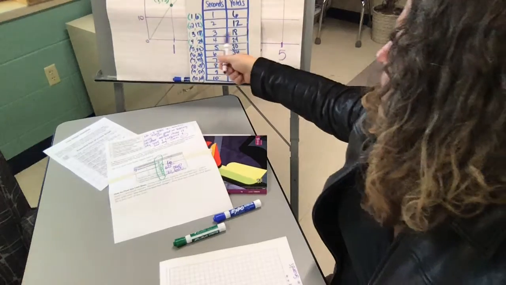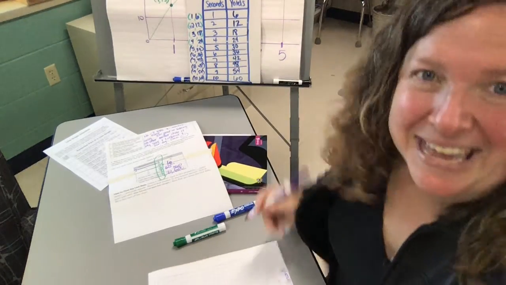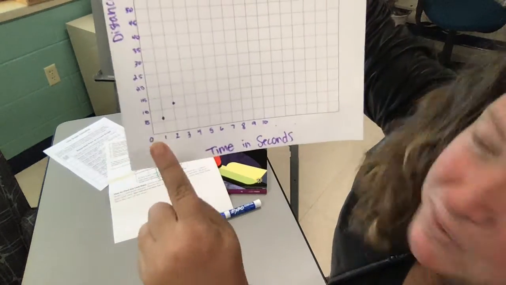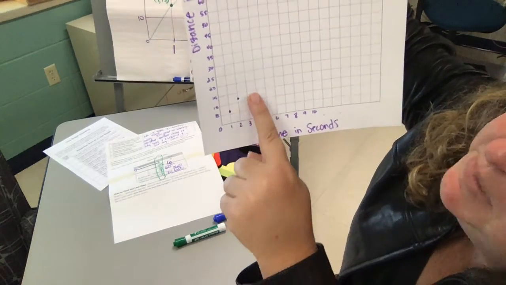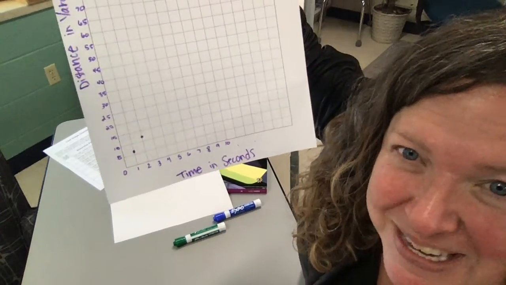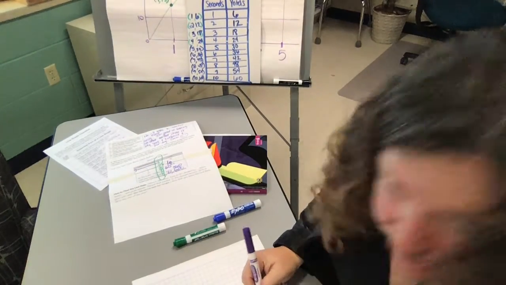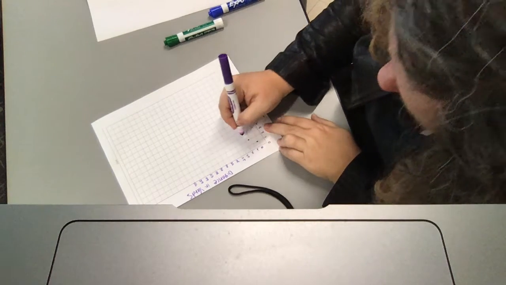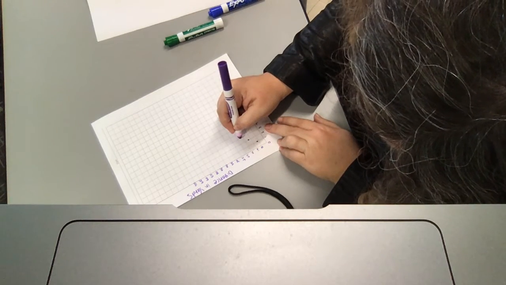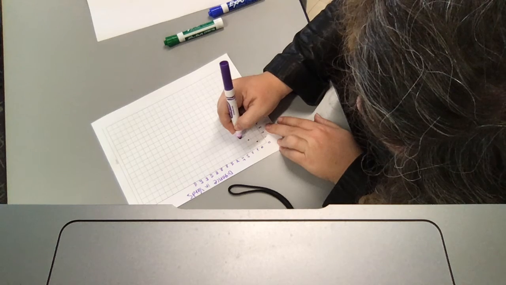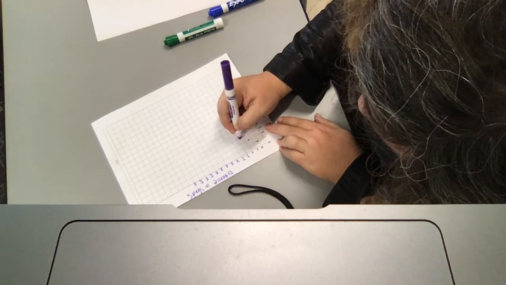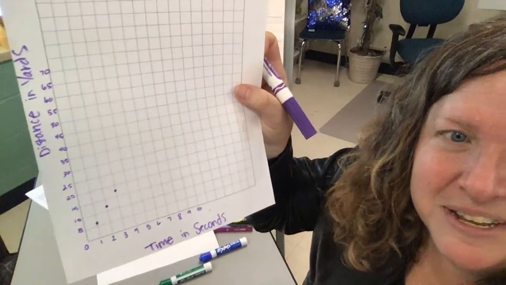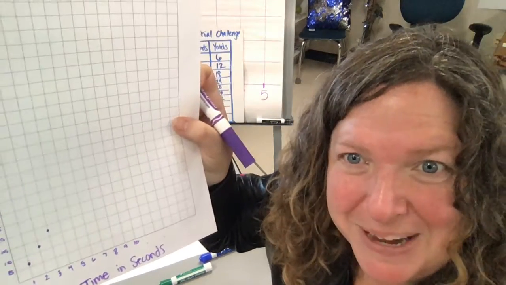Let's do one more. Over 3, up 18. So I'm going over to 3, up to 18. 18 also is almost in the middle of 15 and 20. So I'm going to go over 3. I'll do this so you can see it. I'm going to go over 3 and up 18. There it is. Now I'm going to keep plotting mine.